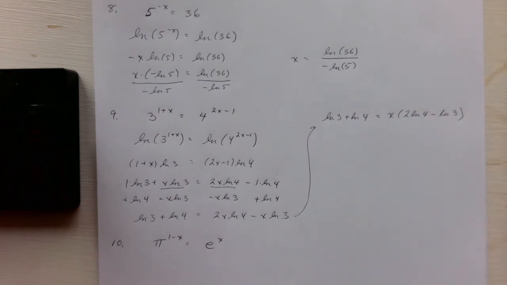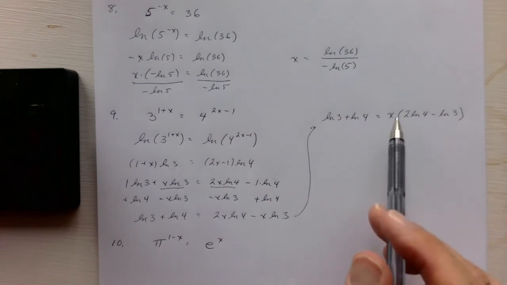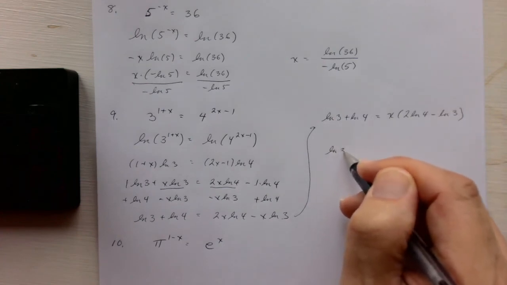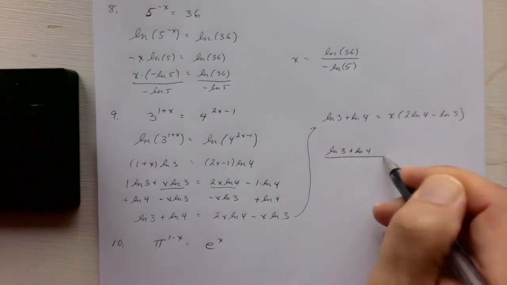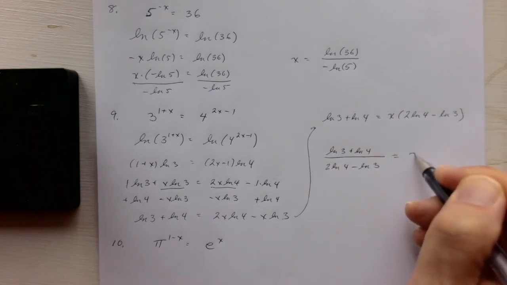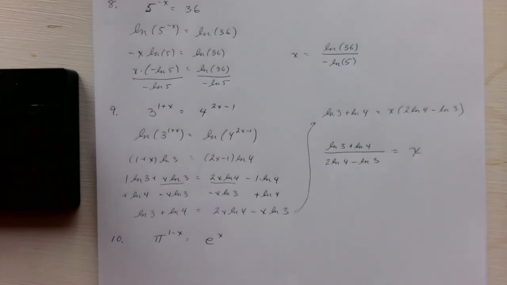And we're almost done, right? We have some constant equals x times another constant. So we divide both sides by this second constant, and we get log 3 plus log 4 over 2 log 4 minus log 3 is equal to x. Now, you could combine this and make this natural log 12, and this would be natural log of 4 squared divided by 3. You don't have to do that. You can just leave it like this.